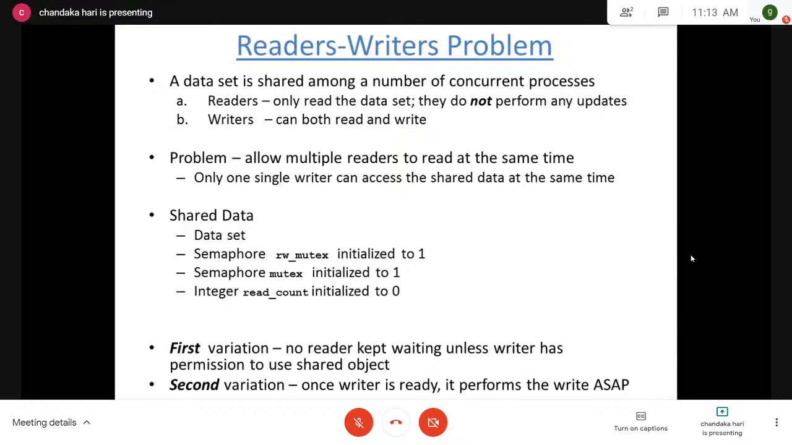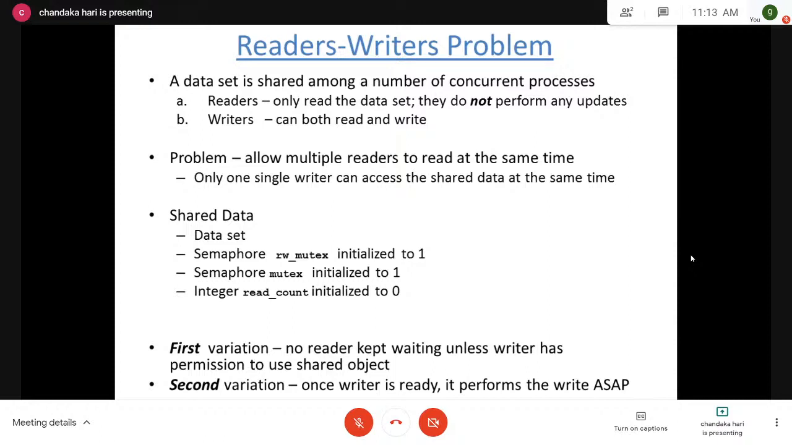Now, what is this read count? Initially, read count is equal to 0. If one person makes a read, then immediately read count becomes 1. If another person wants to read, then immediately the read permission is sanctioned. Now read count becomes 2. If another person wants to read, again the read permission is sanctioned. Now count value becomes 3. So the number of readers now is 3.